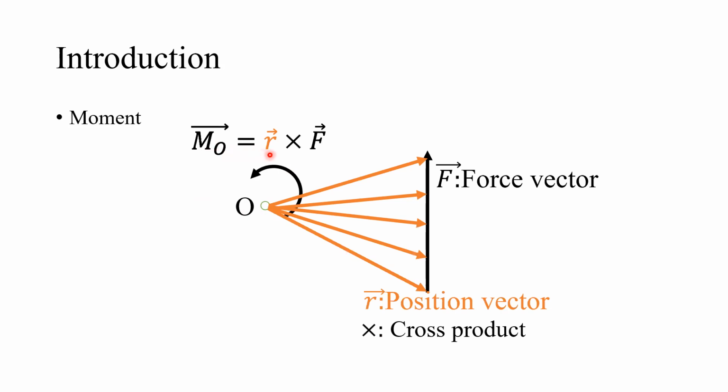Moment is equal to the cross product of these two vectors. As the result of the cross product, the resultant term has a vector form. In other words, our moment has vector form. So we need to know the magnitude, axis, and direction of the moment.